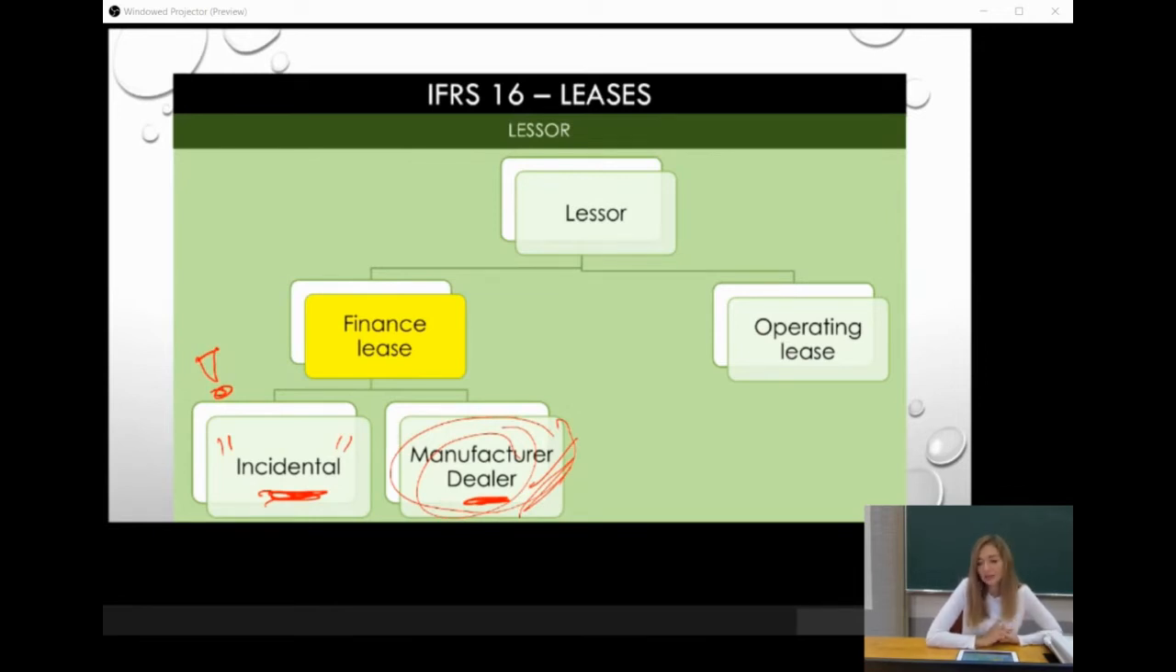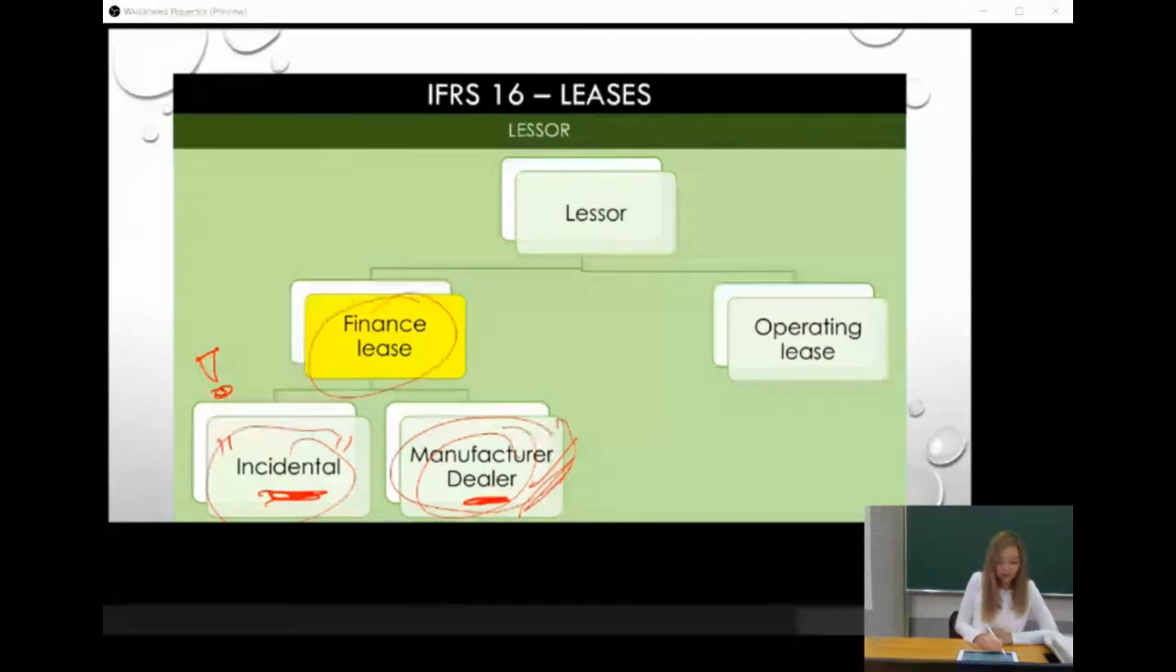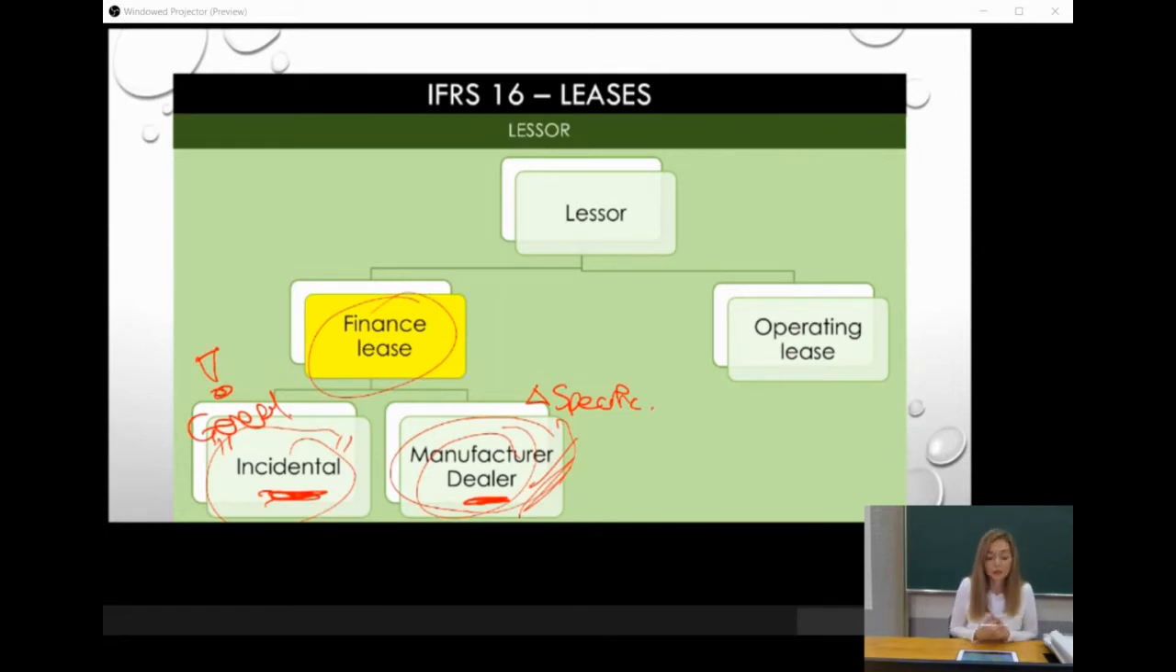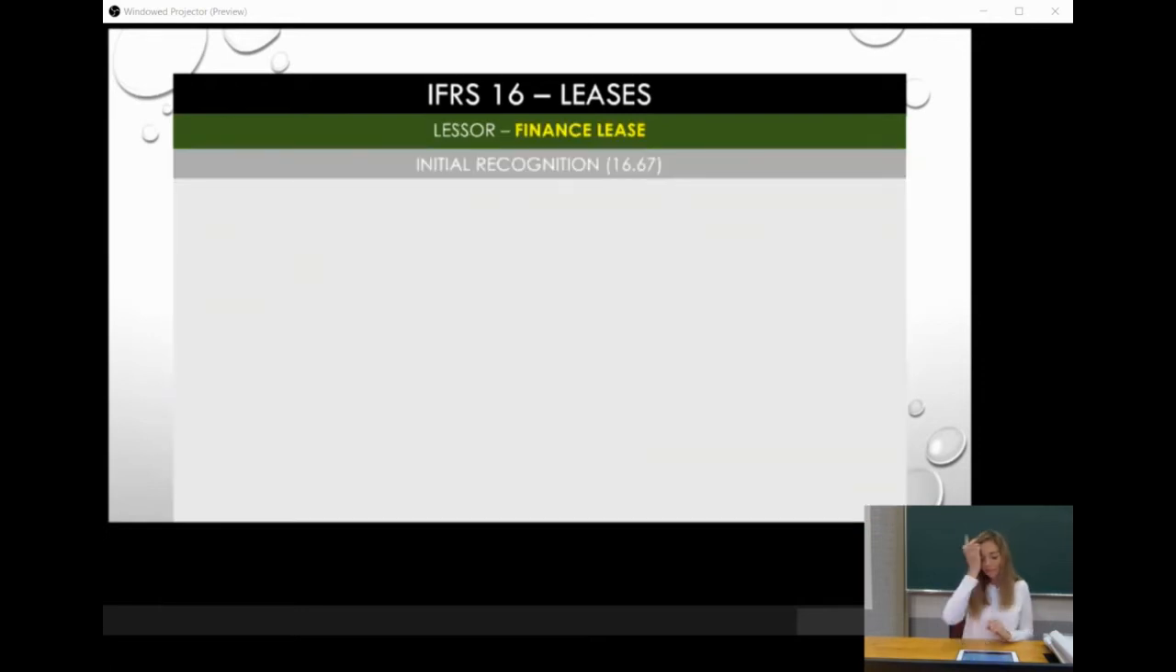Okay, and then yes, Mrs. Swanepoel, we will always look at the transaction. We'll look at substance over form. Okay, good. So here we are now looking at a finance lease, and these are the general rules. Then when we get to manufacturer dealer lessor, there are just some small, specific changes that apply to the manufacturer dealer lessor. But for now, let's just focus on the general rules for finance lease.